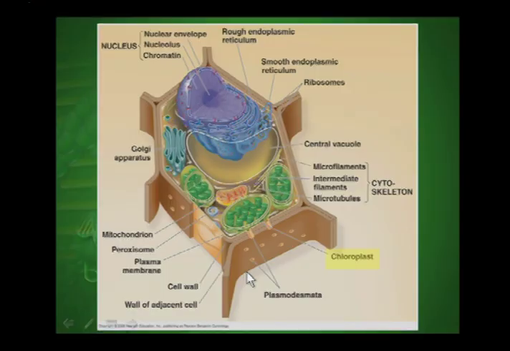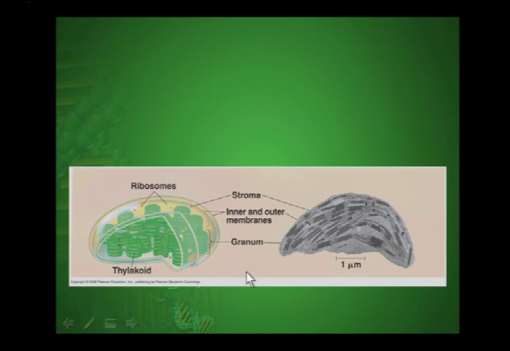Plants also have chloroplasts. We kind of generically refer to them as plastids, and so plastids will have 2 membranes, an outer membrane and an inner membrane, much like mitochondria.